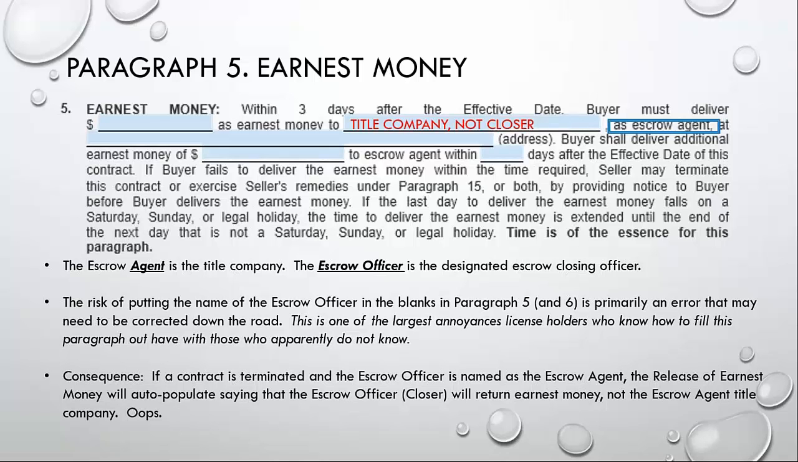There's nothing terrible that would happen, but it's one of the biggest annoyances that license holders have who know how to fill out this paragraph with those that apparently don't know. So try to remember who the agent is and who the officer is.